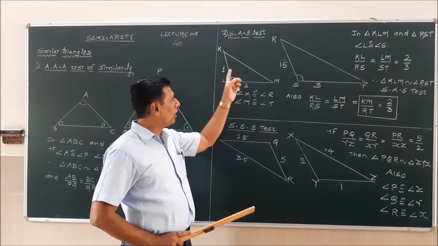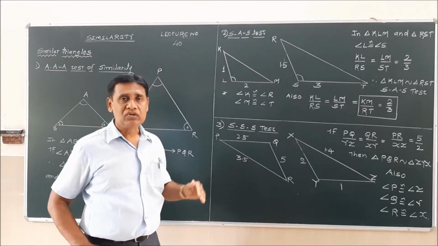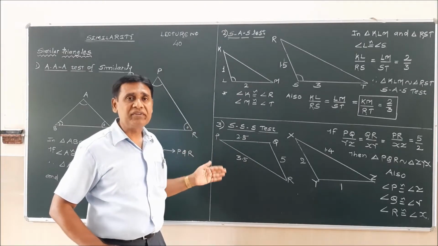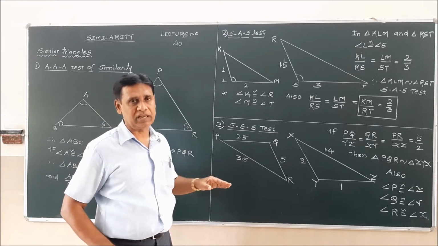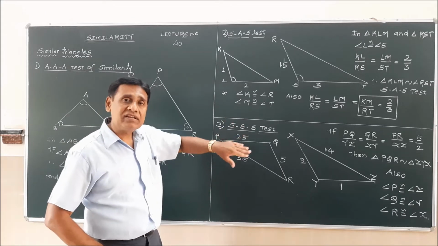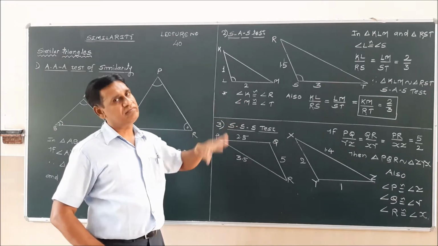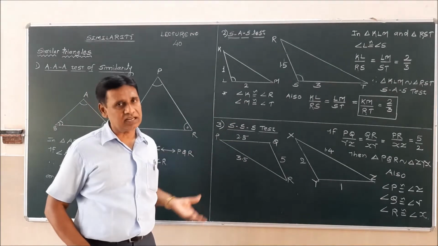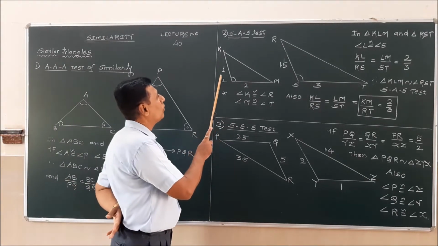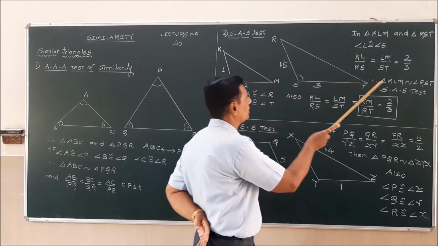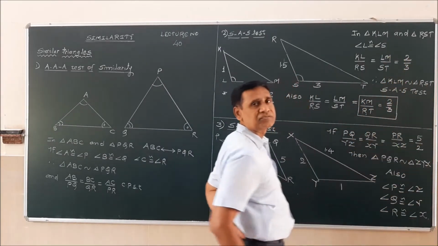1 upon 1.5, correct? If I drop the decimal, I get 15 upon 10. And if I take the reciprocal, what do I get? 10 upon 15. 5 2s are 10, 5 3s are 15. So 1 upon 1.5 is also 2 upon 3. Try to understand this.